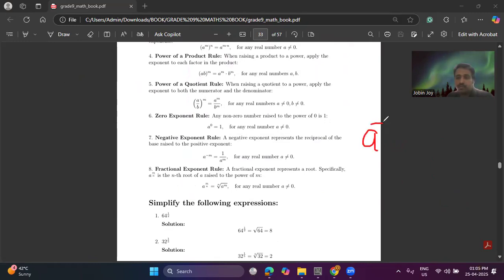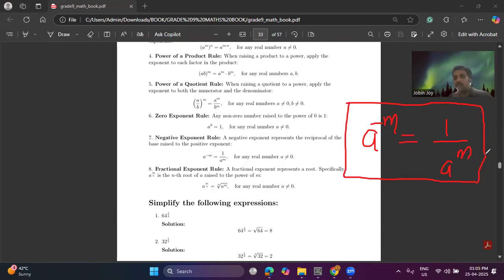Then a raised to minus m equals 1 by a raised to m. Any number a raised to minus m is equal to 1 by a raised to m. And one more thing, a raised to m by n equals, you can write, the nth root of a raised to m.